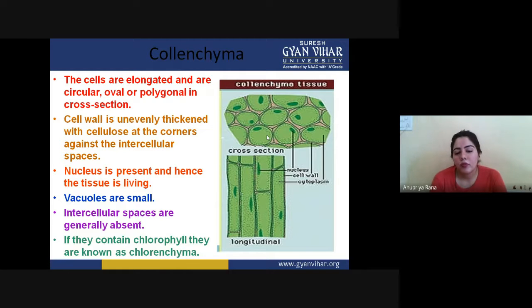If they contain chlorophyll, they are also known as chlorenchyma. This is also a very rare situation. Not every time does the collenchyma have chlorophyll in it. Very specific plants have this character, with collenchyma having chloroplasts inside them. But this is very common for parenchyma. Parenchyma having chlorophyll is called chlorenchyma, this is normal. But collenchyma having chlorophyll is a rare character.